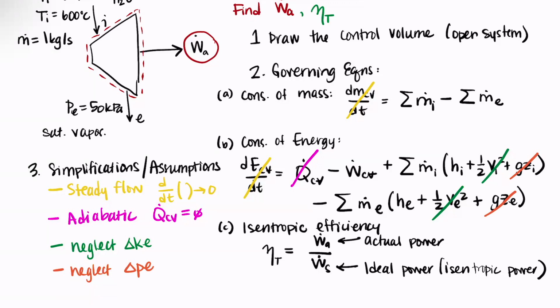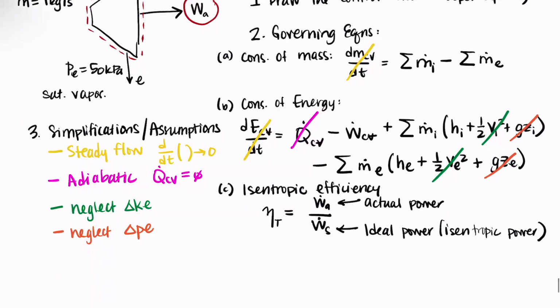All right. One other thing that I'm going to note here is that we have a 1 inlet, 1 outlet system. So I can get rid of these summation signs because they're summations over 1, right?